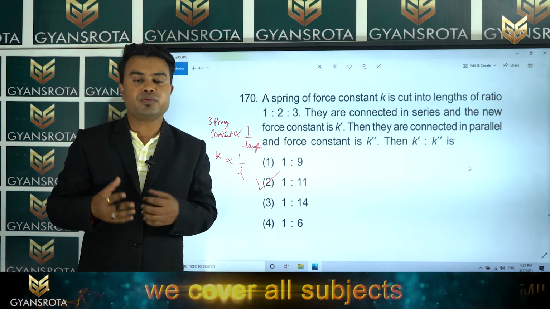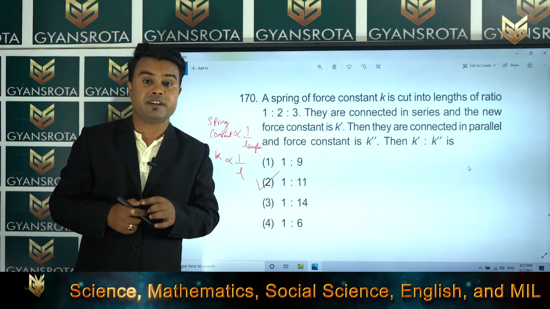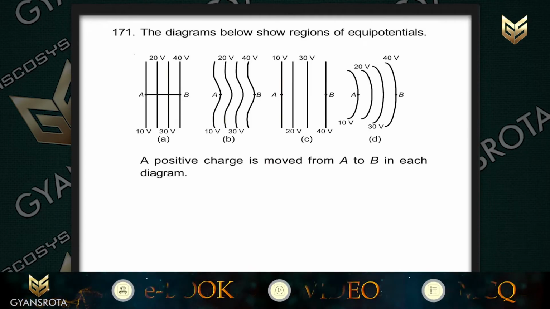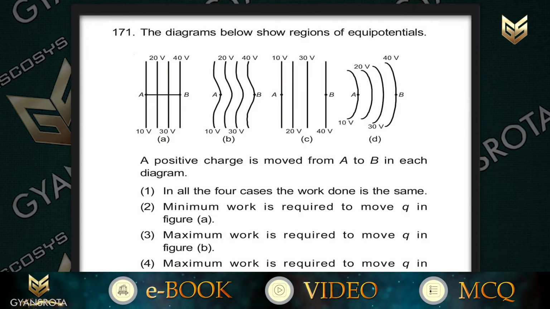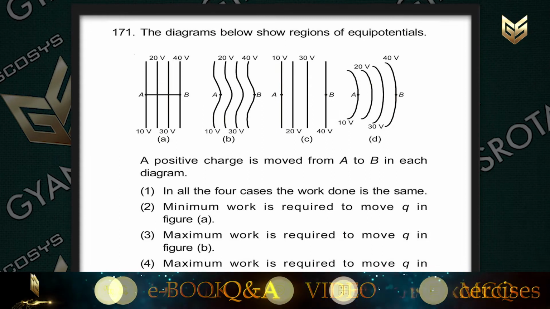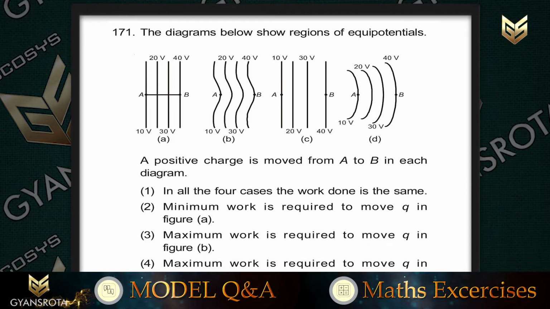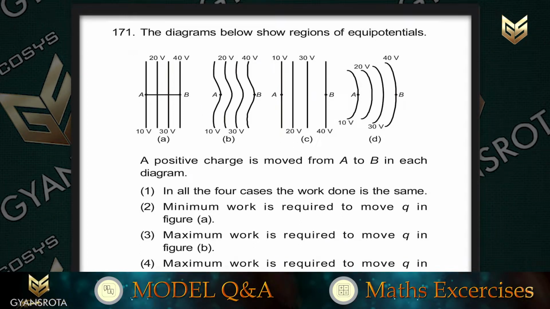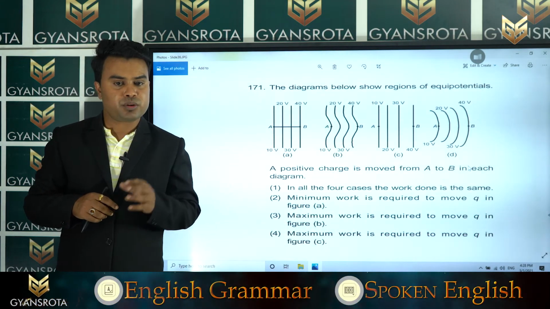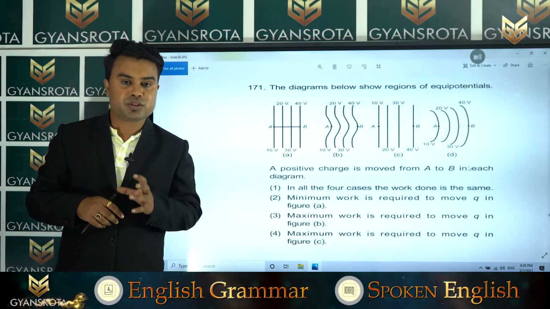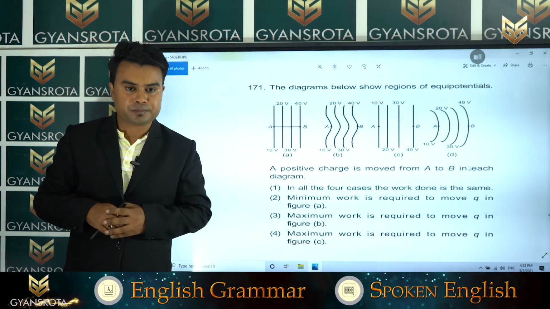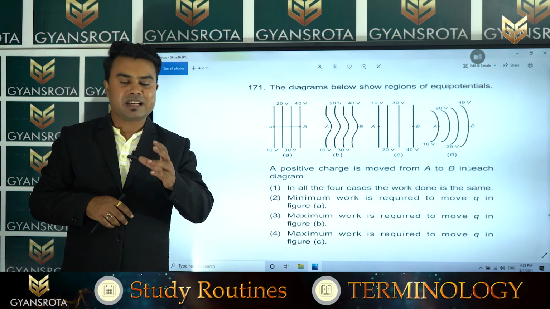Now let us move to the next question, that is question number 171. Question number 171 says that the diagram below shows regions of equipotentials. A positive charge is now moved from A to B in each diagram. In each diagram, a positive charge is moved on the equipotential surface. But my dear students, as we know, in an equipotential surface the work done is 0. Now let us see the options.